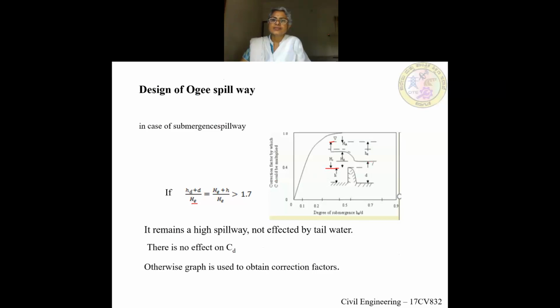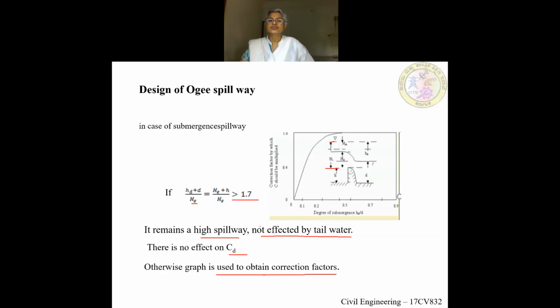So HD plus D will be same as HE plus H, where H is the height of the spillway. So HD plus D divided by HE, this ratio, if it is greater than 1.7, it still remains as a high spillway and it is not affected by the tailwater, water on the downstream side. So there is no effect on CD. If this is less than 1.7, then you have to use graphs to obtain correction factors.